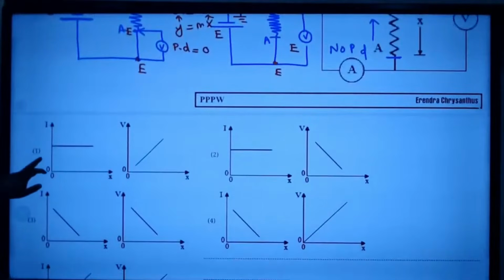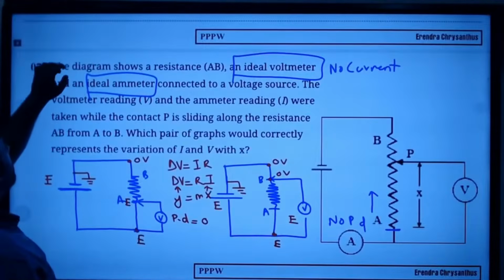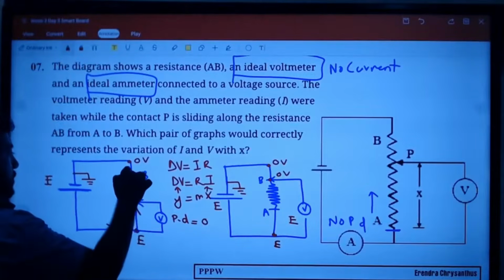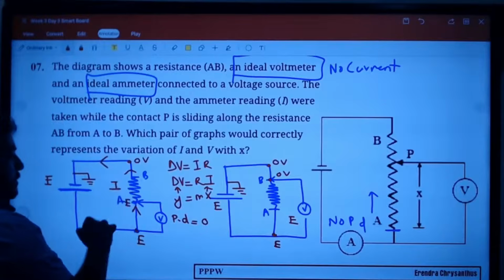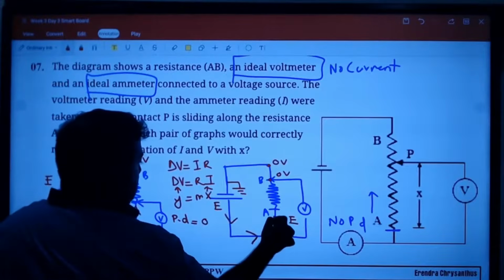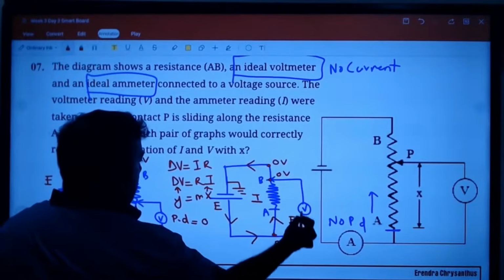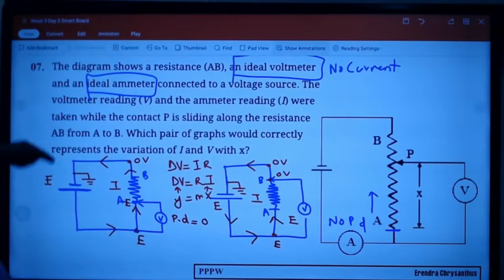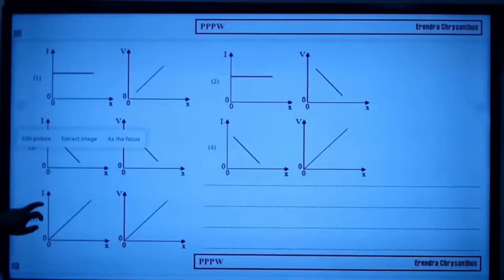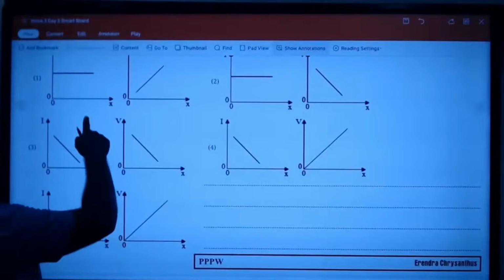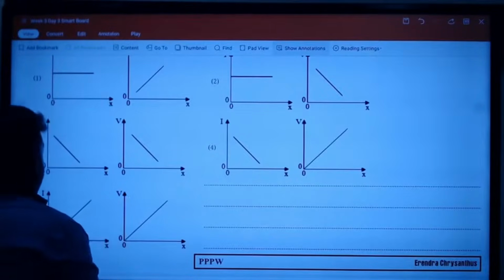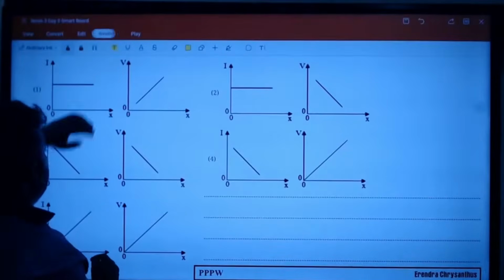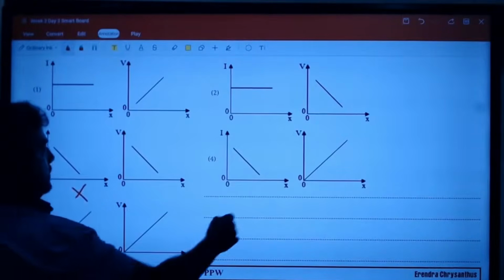Now look at this carefully. What can you say about the current in the circuit? Current in the circuit is important. Here current passes through this, same current. Here current passes through this, same current. No current there. So current is constant. Looking at this, you can say current is constant. All these three variables are wrong. This is wrong. This is wrong. This is wrong.